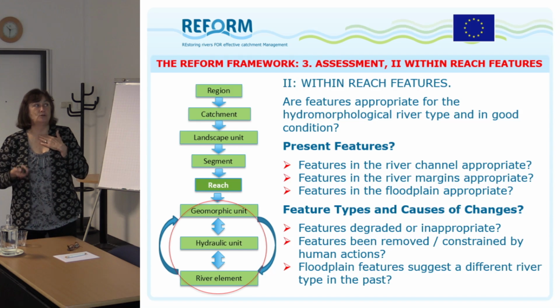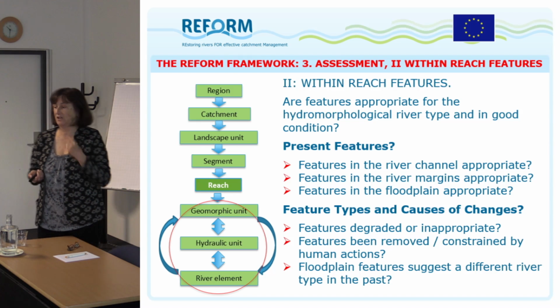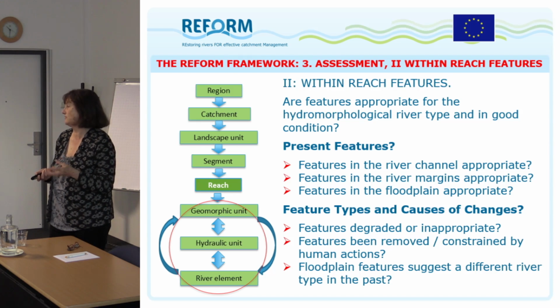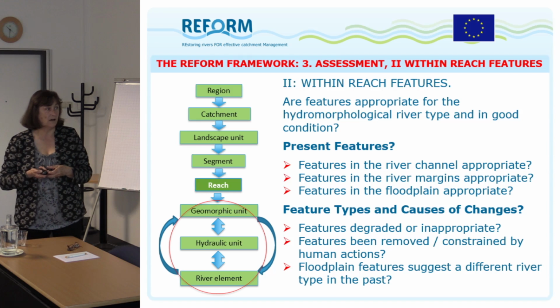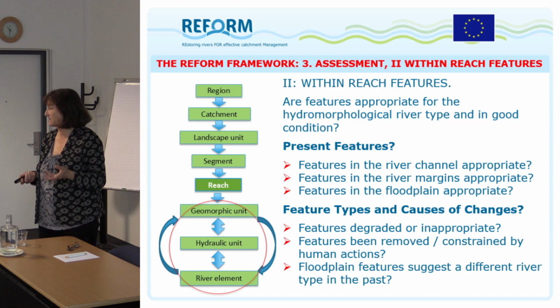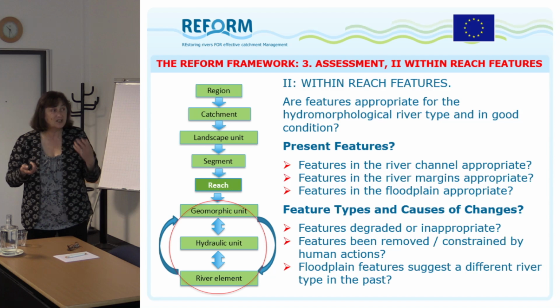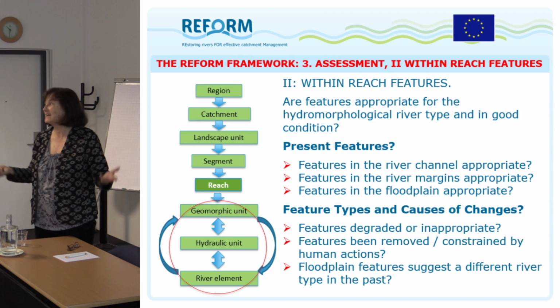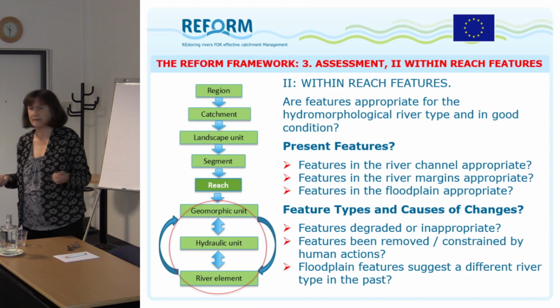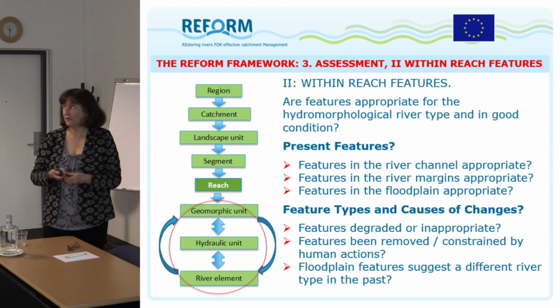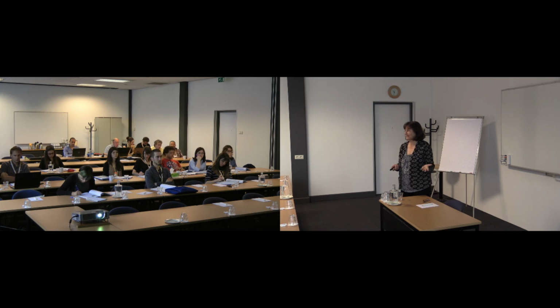The other thing you have a look at with those present features is the degree to which they're telling you that there may be some issues here. So are the features missing that you would expect to see? Are the features degraded? For example, there are not as many of them as you would anticipate. Do the floodplain features suggest that that floodplain was built by the current river type, or has there been some sort of change? Because again, then you've got to ask why.